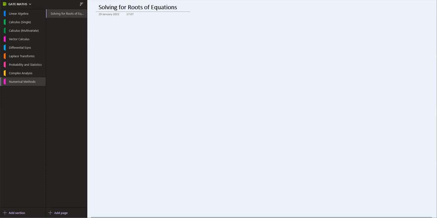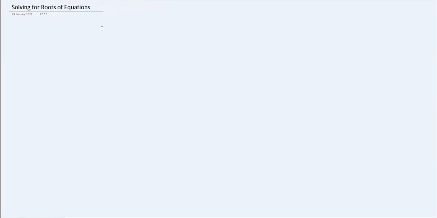So, numerical methods of solving mathematical problems. Whenever analytical methods fail, that's when we use numerical methods. That is, if you're not able to solve by analytical methods, then we solve by numerical methods. So mainly it is for equations. First is algebraic equations and non-algebraic transcendental equations.